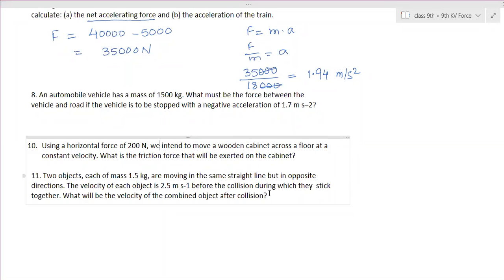Ma'am, the 11th answer is 0. Why? Ma'am, because they both are coming in opposite directions, and they both have the same velocity. So when they dash together, this applies force on that and that applies force on this, and they apply equal force because their mass is also equal. So it is 0. Yeah, but you have to show it with calculation.